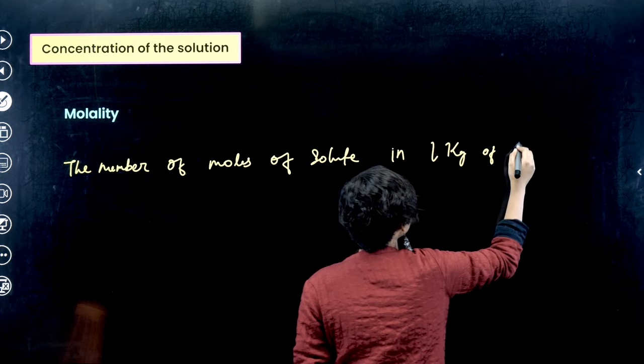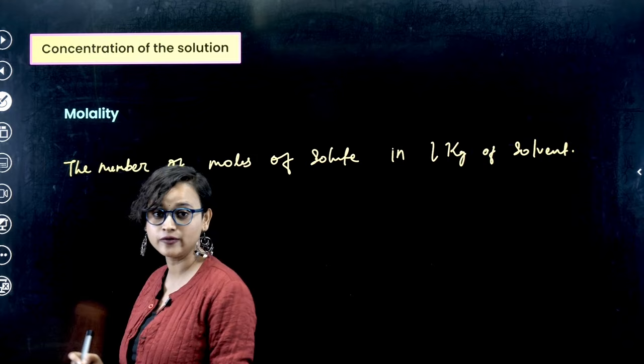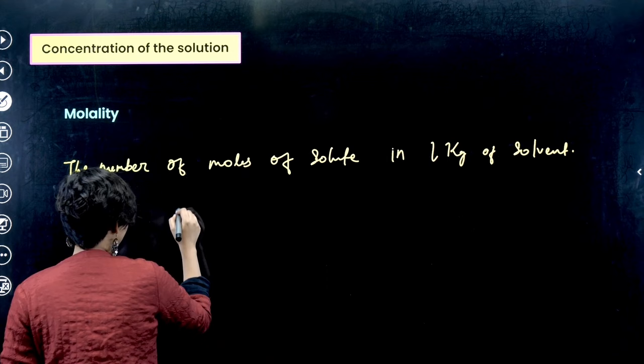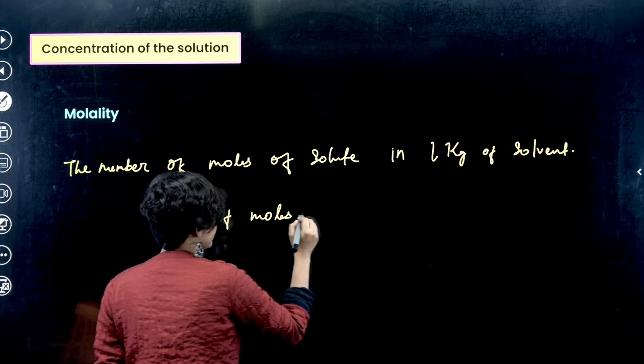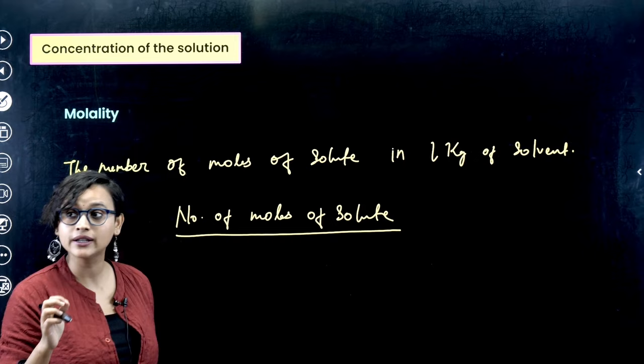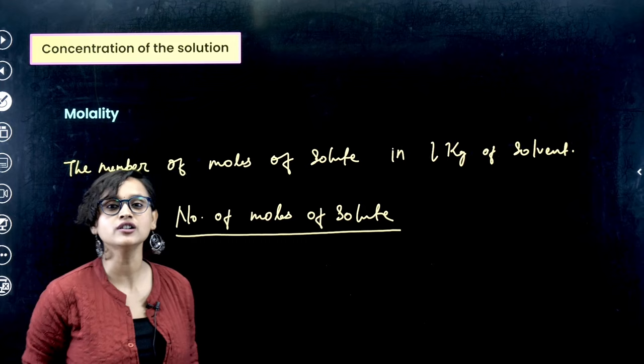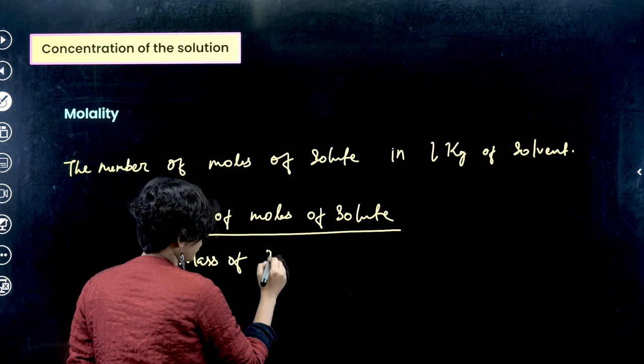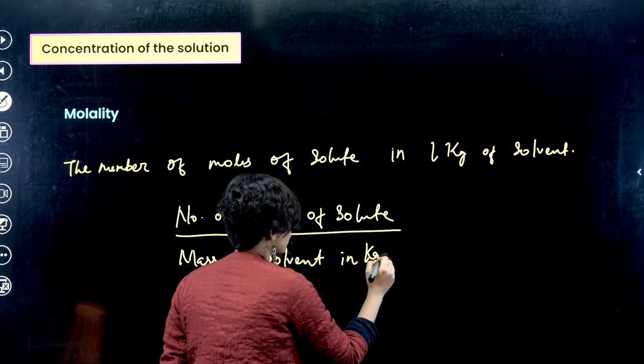Very good. So how do we write the formula then? It's just written here. Number of moles of solute divided by 1 kg of solvent. By the way, did you notice that this is about solvent, not solution? We're not talking about solution, we're only talking about solvent. So, mass of solvent in kg. Cool.